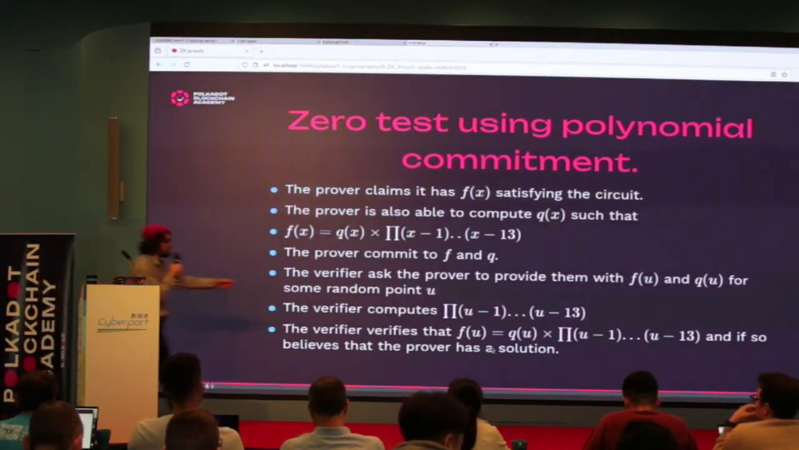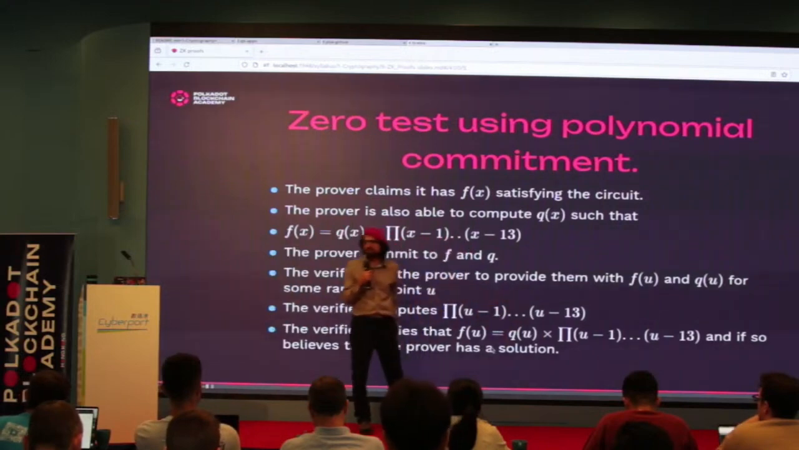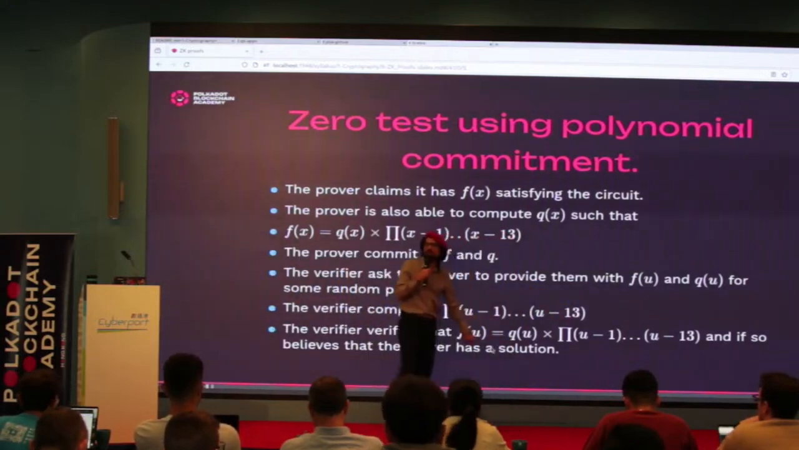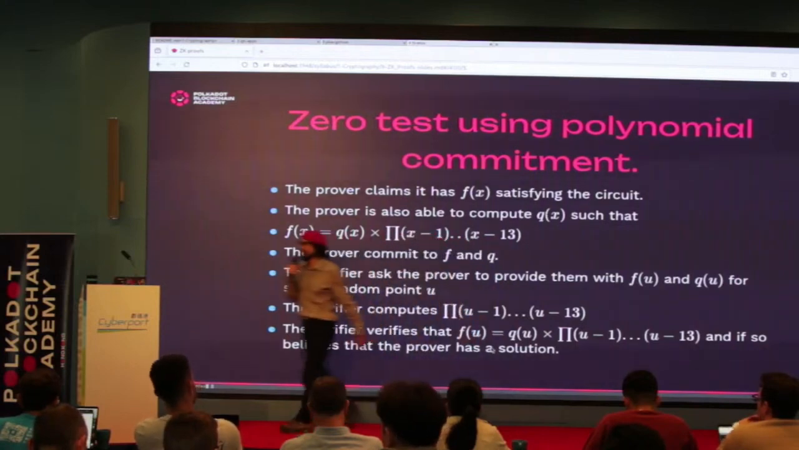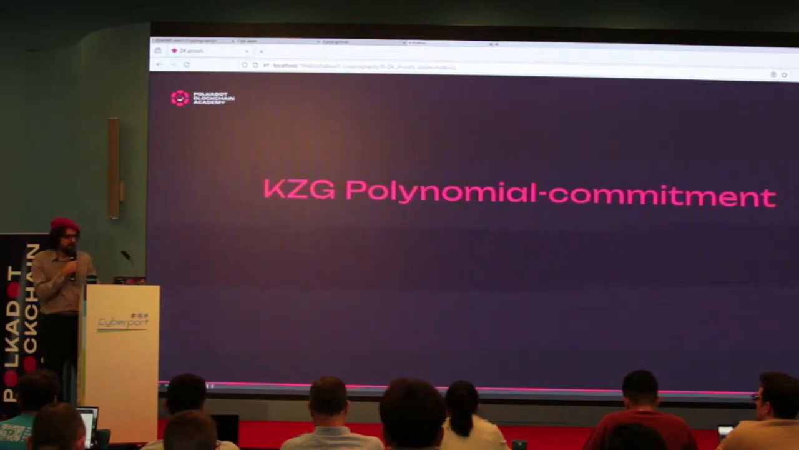So they can put some random value v for f and some random v prime for q, so it's not satisfied. Because they can also compute this, but they cannot do that because they have committed to this polynomial. The new value has to come from that polynomial, otherwise the test doesn't pass.